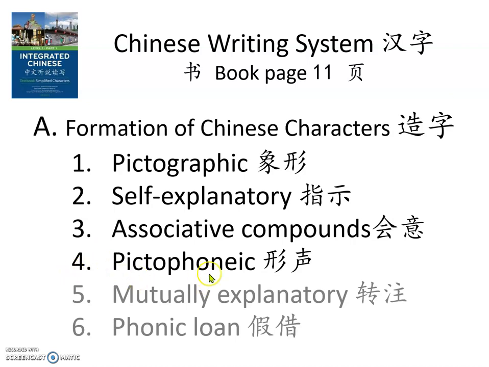Number 4, pictophonetic, 形声. Half of the word is pictographic, for the shape or to indicate the meaning. Phonetic means sound, so the other half of the character gives you a hint of how to pronounce it. Number 5 and number 6, not a lot of words were made by those 2 ways, so we don't have to worry about them right now. From number 1 to number 4, pretty much 96% or above of Chinese characters come from those 4 categories.